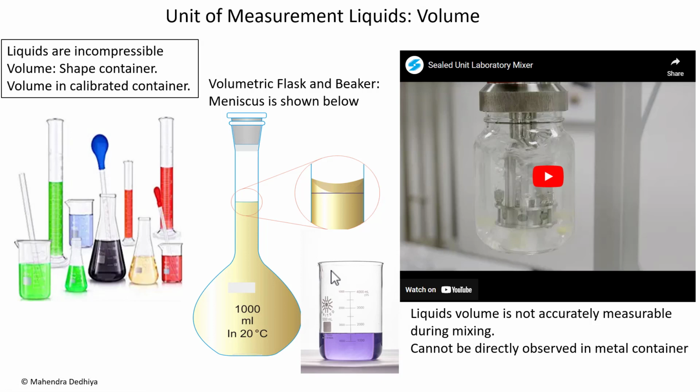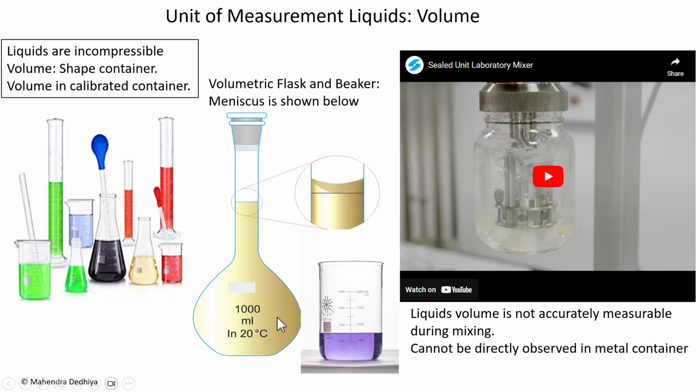The unit of measurement of liquid is volume. That's commonly used in laboratory method, and it's extremely important to remember and use volume as a measurement. Liquids are incompressible and they take shape of the container. So volume can be measured using calibrated containers, and many containers shown here such as pipettes, beakers, cylinders, flasks, droppers, they are commonly used and they are calibrated for the product.